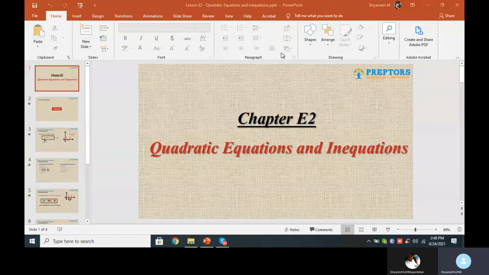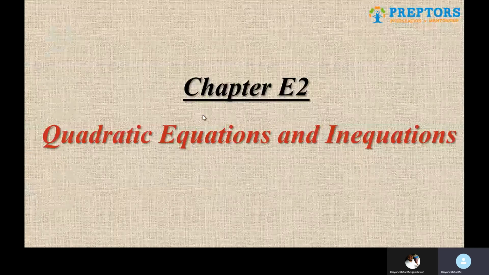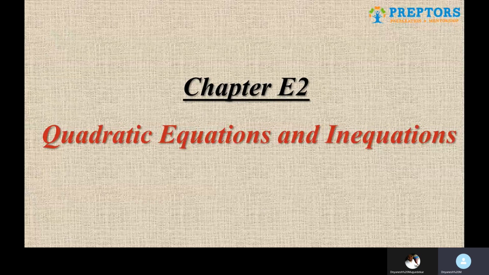Hello everyone, we are continuing with the E module and the second chapter in this, which is E2, related to quadratic equations and inequations. So E2 and E3 will be related to quadratic equations. So let's start with this. In this first half, we are going to see the basics of quadratic equations, how we are forming the quadratic equations, how do you factorize the quadratic equations, and then eventually move on to the inequation part.